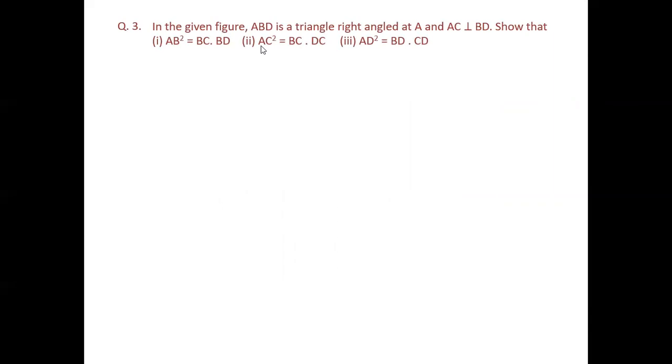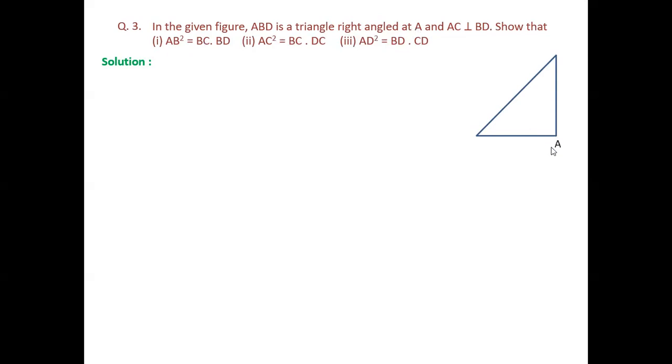Next, question number 3. In the given figure, ABD is a triangle right angled at A. AC is perpendicular to BD. Show that these three cases are there. Now let us see the thing. Let us first draw the figure. This is a triangle right angled at A. That means this is the right angle here.